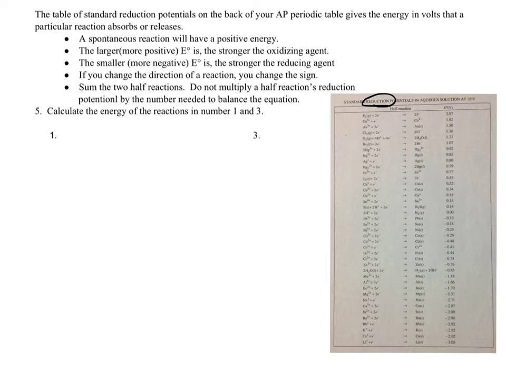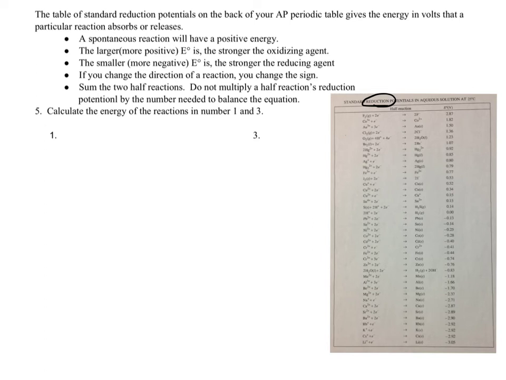We're going to be looking at actually assigning numerical energies to this using this table. So a spontaneous reaction has a positive energy, so that's important. The larger, more positive the E standard value is, and again, that standard is like we had when we did delta H values, that the standard is at 25 degrees Celsius, the stronger the oxidizing agent. The smaller or more negative the E value is, the stronger the reducing agent. If you change the direction of a reaction, you change the sign, and then you're going to sum the two half reactions.